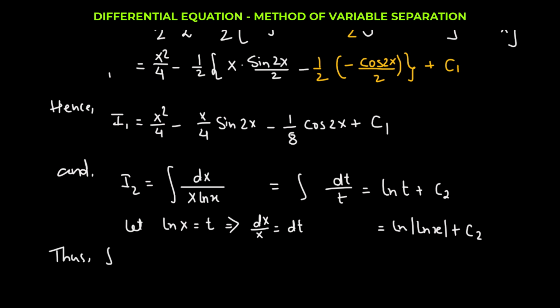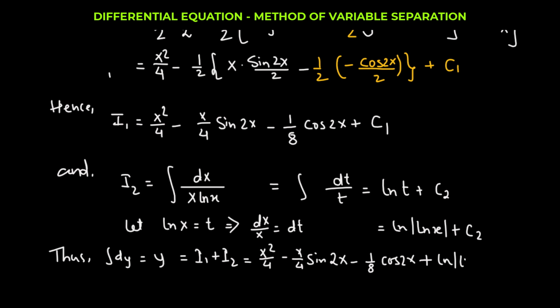Thus integration of dy, which equals y, was I1 plus I2. So that is simply x squared over 4 minus x over 4 sine 2x minus 1 over 8 cosine 2x plus natural log of log x plus c. So this is going to be the required solution to the given differential equation.